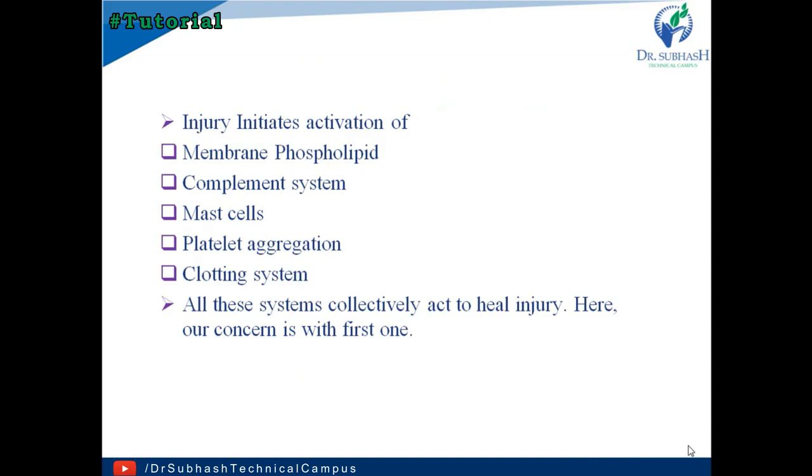Injury initiates activation of the membrane phospholipid system, complement system, mast cell system, platelet aggregation system and clotting system. And collectively all these systems act to heal injury. When injury occurs, all these systems are activated and collectively act to heal the injury. Among them, the first system, membrane phospholipid, is mainly responsible for inflammation. So our focus here is on the first system, which is membrane phospholipid.